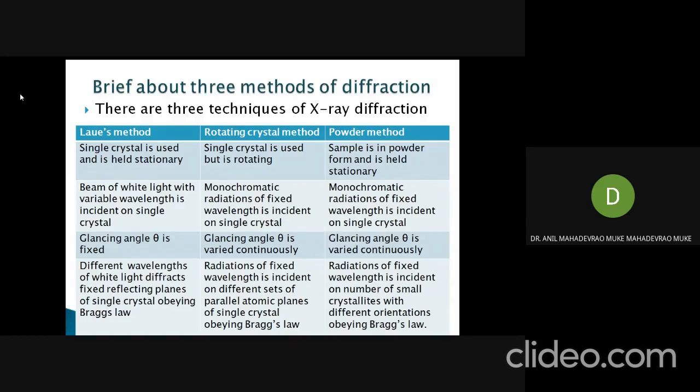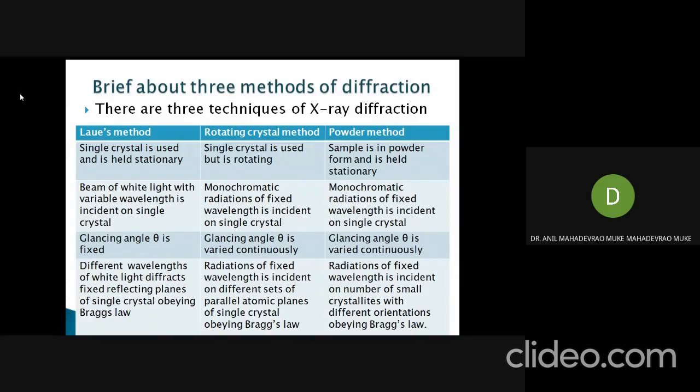Now in the first method, the Laue method, the glancing angle theta is fixed, just because we are keeping it stationary. Whereas in the rotating crystal method, the glancing angle theta is varied continuously, and in the third method, the glancing angle theta is varied continuously. Means what here? Because it is in powder form, automatically for a different angle, a different theta will be there. Though you are keeping it stationary, for a different plane, a different theta will be there. So automatically the glancing angle will be varied there.